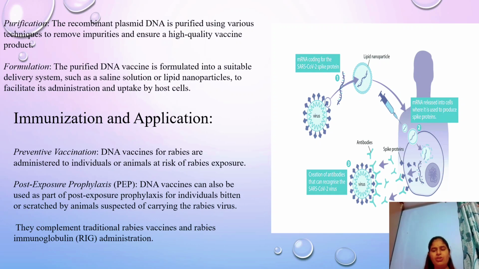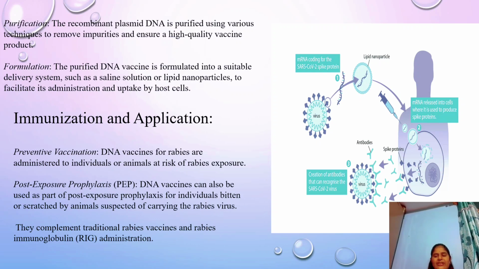The immunization and applications of the rabies vaccine. Prevention vaccination: the DNA vaccine is for people at risk of rabies exposure, such as those working with animals. Post-exposure prophylaxis, or PEP: the vaccine can also be used as post-exposure prophylaxis in cases of a bite or scratch from animals suspected of carrying the rabies virus. This is complementary to traditional rabies vaccination, and rabies immunoglobulin, or RIG, may also be administered.